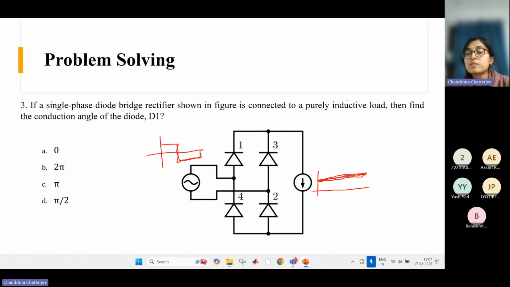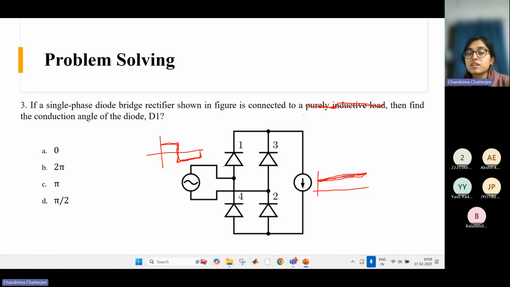So I won't say this is a purely inductive load. This is a different question. I should just assume this is a constant current source. I will rectify this. This is a constant current source. We don't know what the actual load is. This is just a constant current source. So the source current will be something like this, because here the current will have to be something like this.